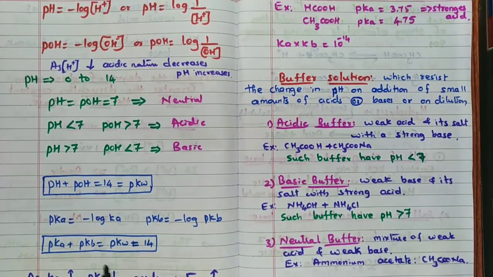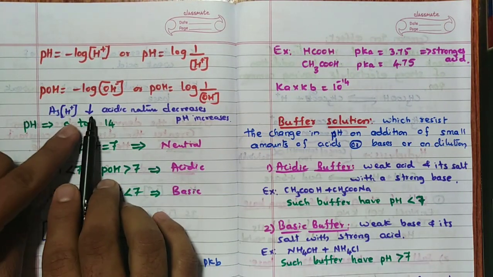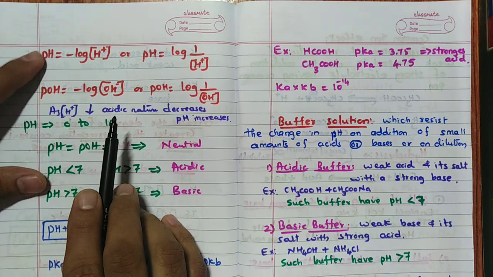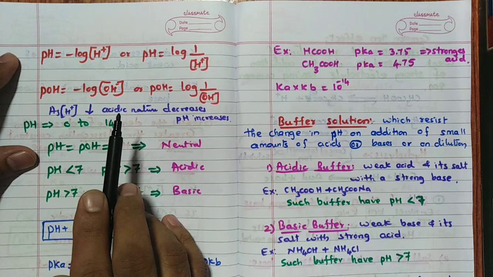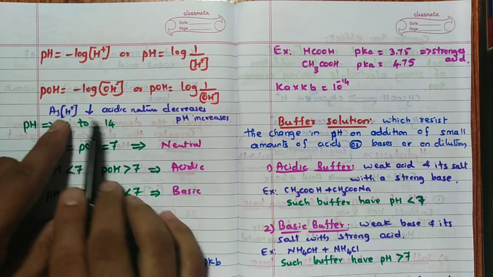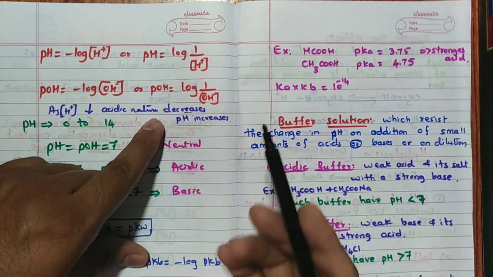Now remember in this H plus, pH and pOH expression, as H plus ion concentration decreases, pH increases, because minus log is there, correct? So H plus increases, pH decreases; H plus decreases, pH increases. Remember, if H plus decreases, pH increases, which means acidic nature decreases.